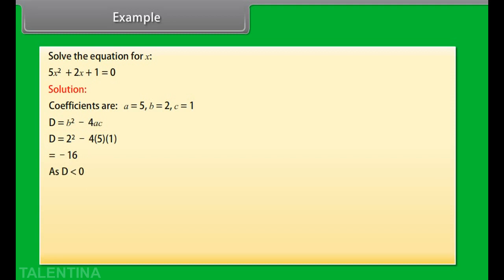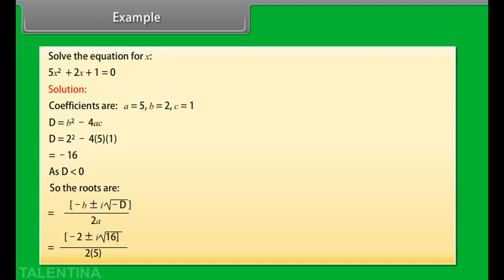As d is less than 0, so the roots are x is equal to minus 2 plus or minus iota under root 16 by 2 into 5 is equal to minus 2 plus or minus 4 iota by 10. On solving, we get x is equal to minus 0.2 plus or minus 0.4 iota.